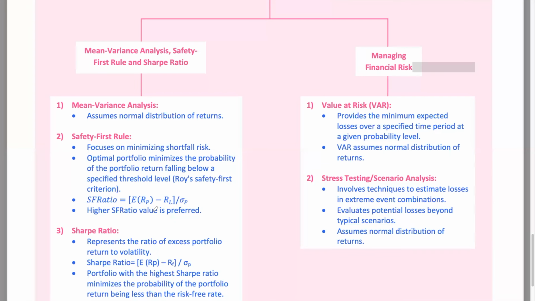According to Roy's safety first criterion, the optimal portfolio minimizes the probability that the portfolio return falls below this threshold level. When returns are normally distributed, the safety first optimal portfolio is the one that maximizes the safety first ratio. A higher ratio means a lower chance of nasty surprises.